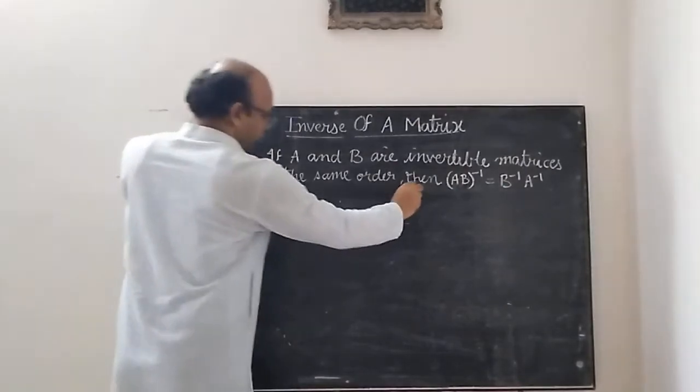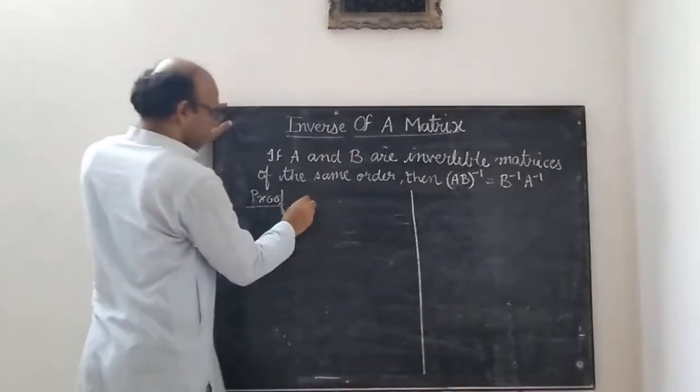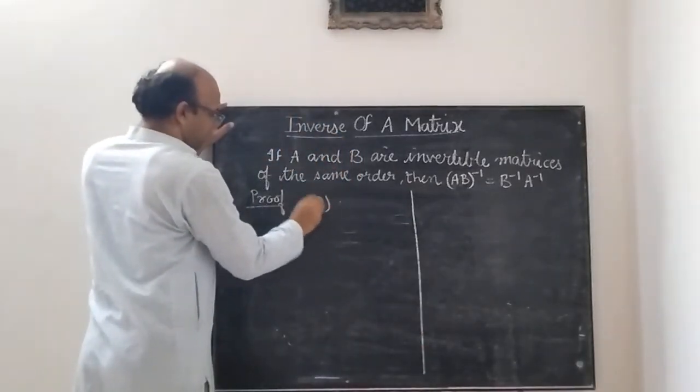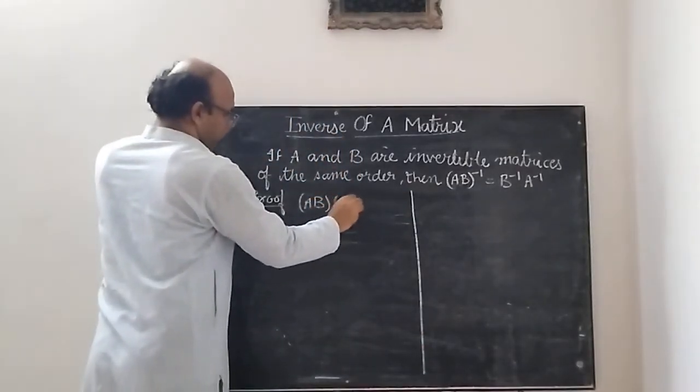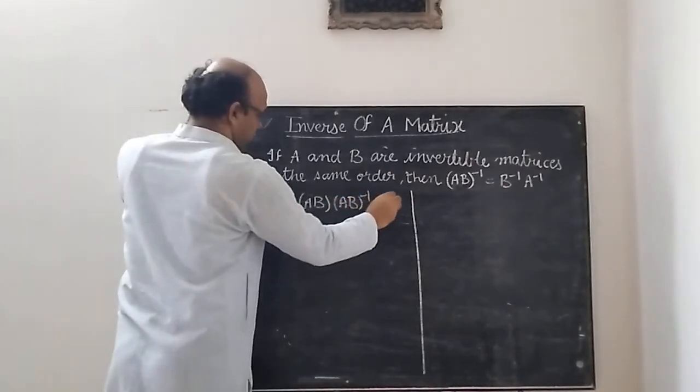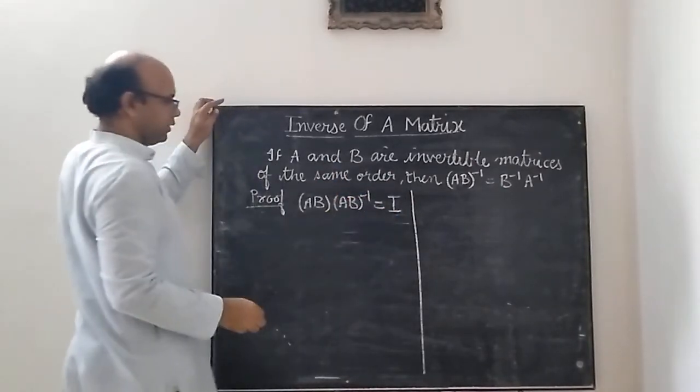We start with AB into AB inverse is equal to identity matrix.